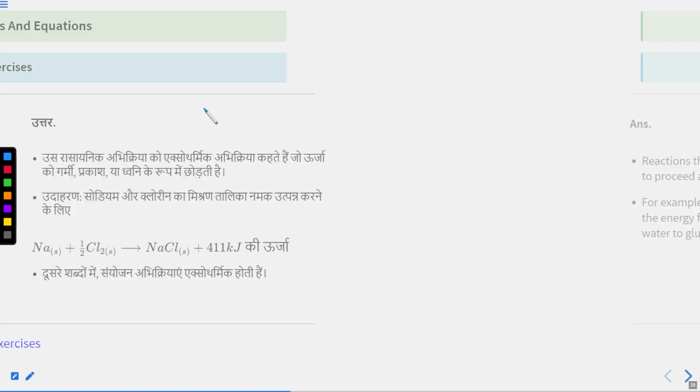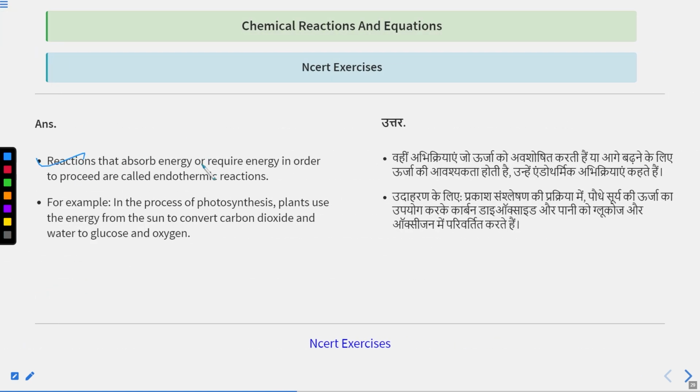Next is endothermic reactions. Reactions that absorb energy or require energy in order to proceed are called endothermic reactions. For example, the process of photosynthesis. Plants use the energy from the sun to convert carbon dioxide and water to glucose and oxygen. And if I revert that equation, CO2 plus what? Carbon dioxide. Plants use the energy from the sun to convert carbon dioxide and water.